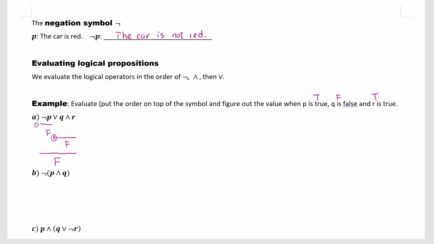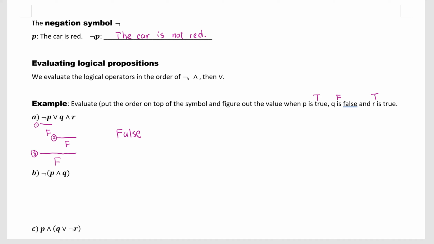Second step, we're looking for the and symbol, right? So Q and R. Because one of them, Q, is false, then Q and R is false. The third, we look at the whole thing: not P, which is false, or Q and R, which is false. So false or false is false. Okay, so the answer is false. It's very important to remember the truth table.